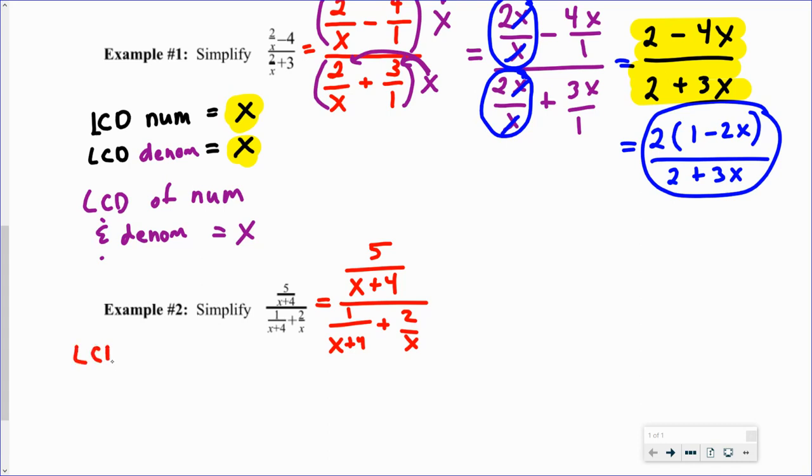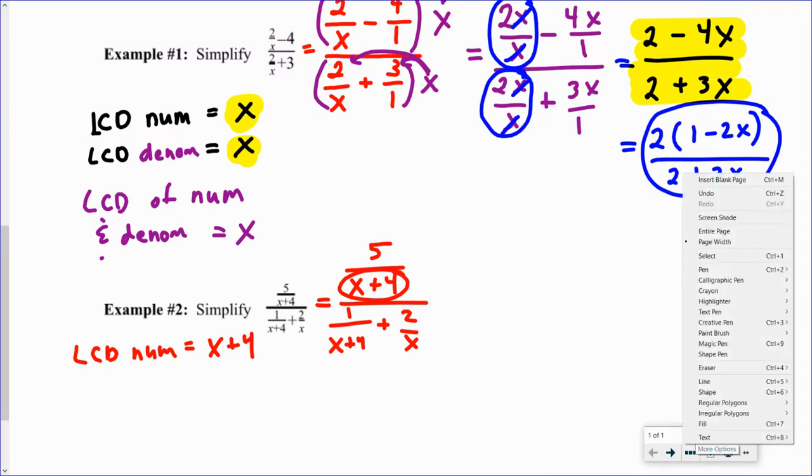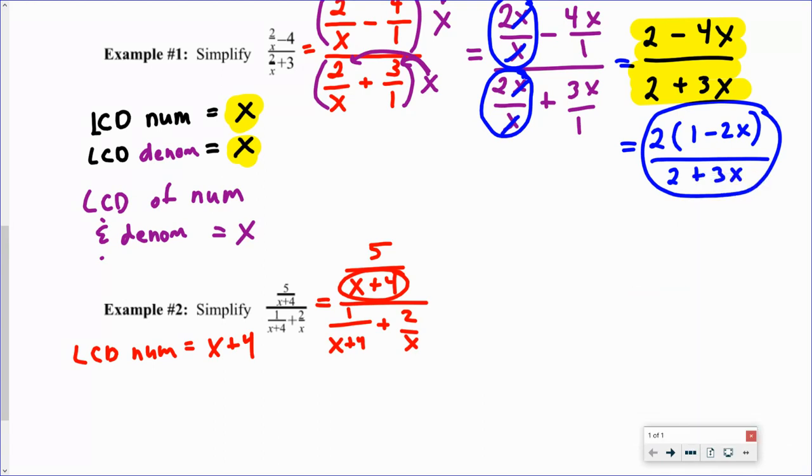Well, the numerator, there's only one fraction. The least common denominator of the numerator is just, well, the only denominator we have, which is x plus 4. In the denominator of this fraction, we now have two fractions, one with a denominator of x plus 4, one with a denominator of x. So here, the least common denominator of the denominator would be x times x plus 4.